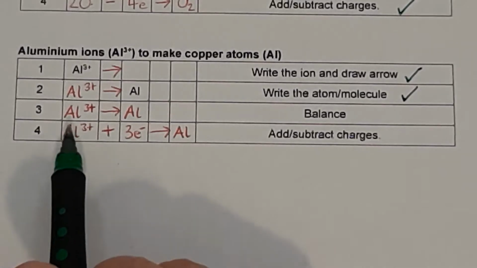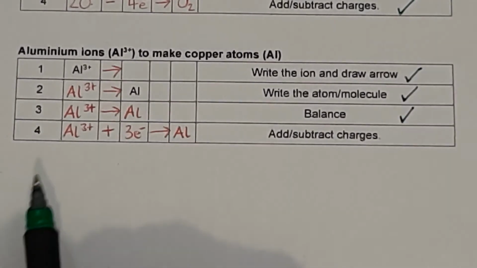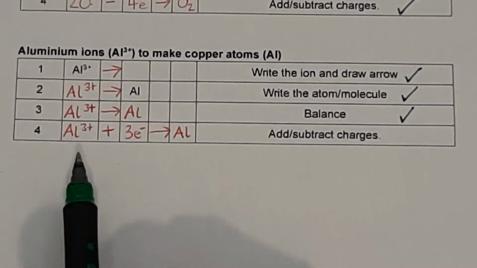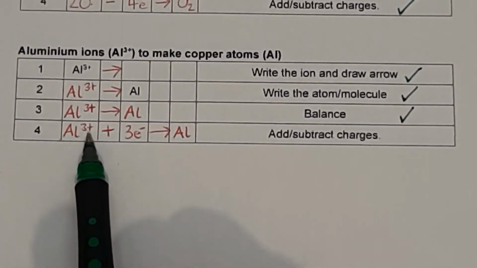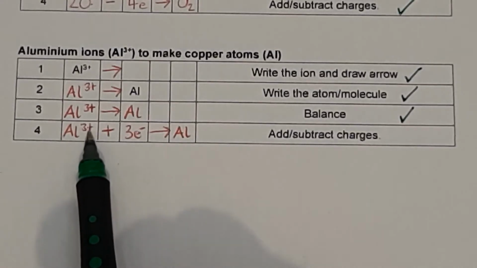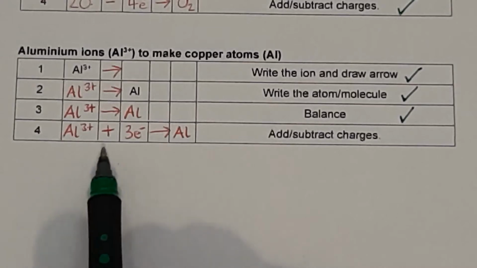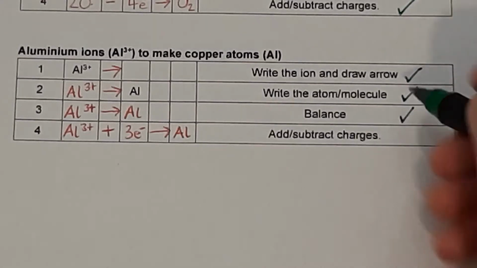Now we're going to balance it. Well, it's 1 atom turning into 1 atom, so it is balanced. And lastly, we're going to add or subtract charges. This is the tricky part. So it's a 3+ ion here, so we need to add 3 electrons to that. So 3 positives and 3 negatives are going to cancel out to make neutral aluminium. So we're going to add our 3 electrons to make our neutral aluminium.